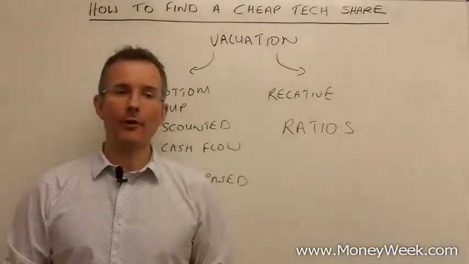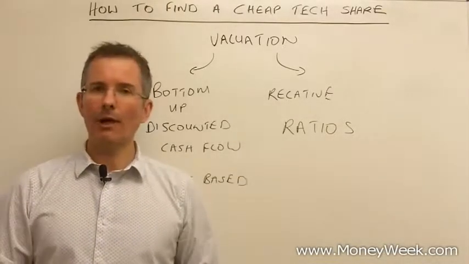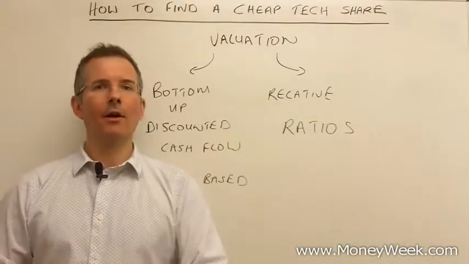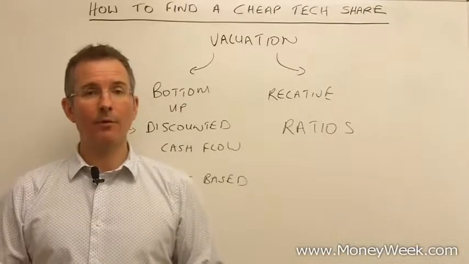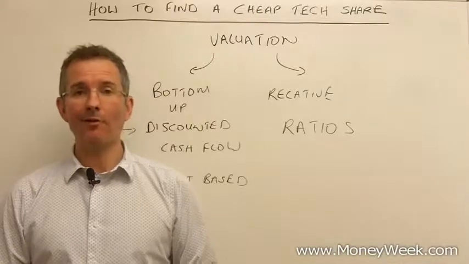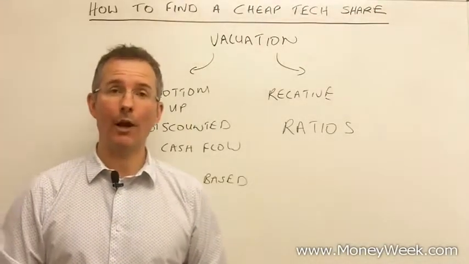So for example, are you just going to say, well, the average technology stock has a PE ratio of 15, the one I'm looking at has a PE ratio of 10, therefore the one I'm looking at is cheaper? Well, that would work fine, were it not for the fact that PE ratios don't work too well in the technology sector, and here's why.